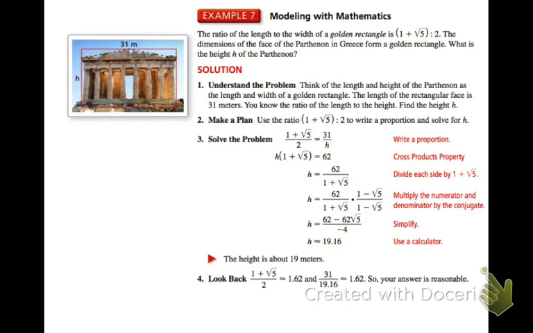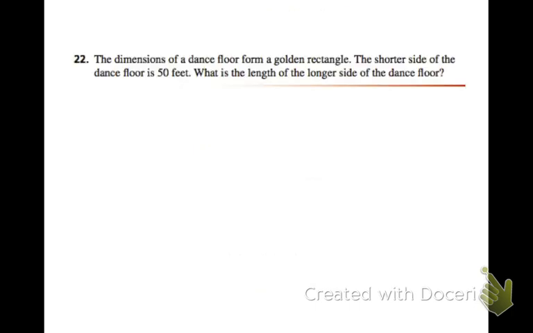You can pause the video, follow the work, and look at what they did. They get down to the very end, and the height is about 19 meters if you rounded it to the nearest meter. Then you look back and see, does it make sense? And it actually does. If you compare the two ratios together, you get approximately the same decimal answer. So we're going to use that information to help us.